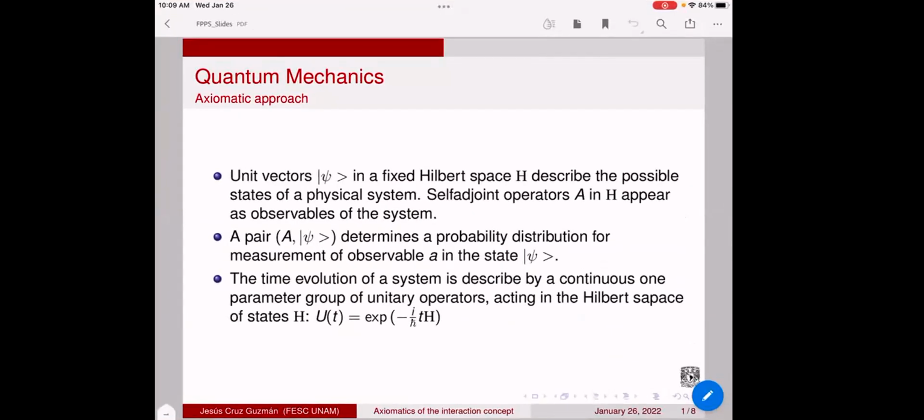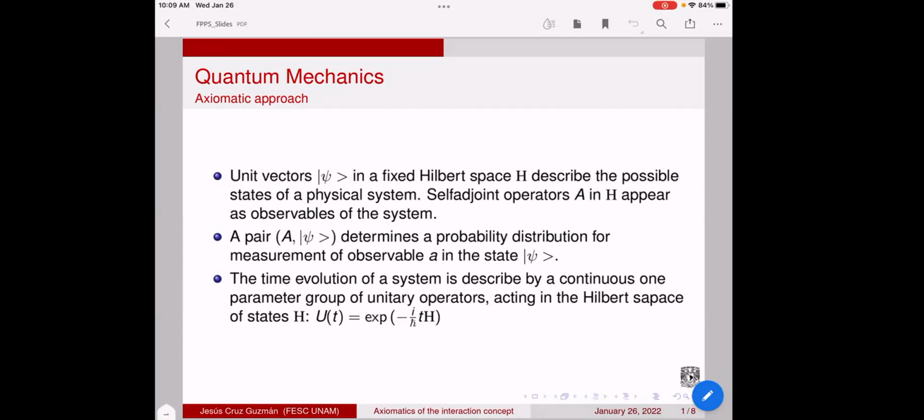Okay. First, I like to write some ideas about quantum mechanics, and I like to present this in the axiomatic approach.